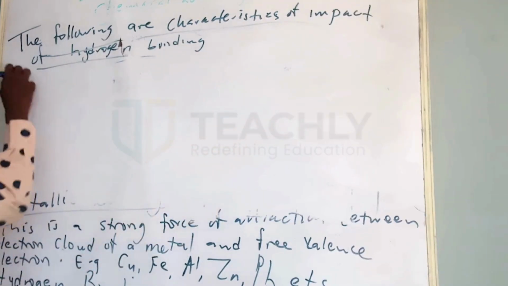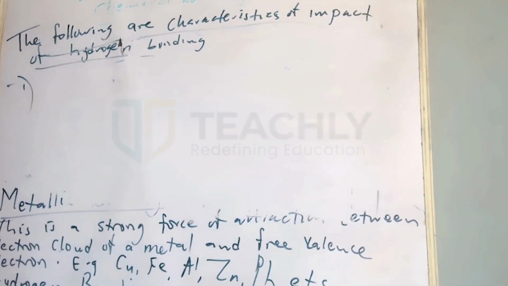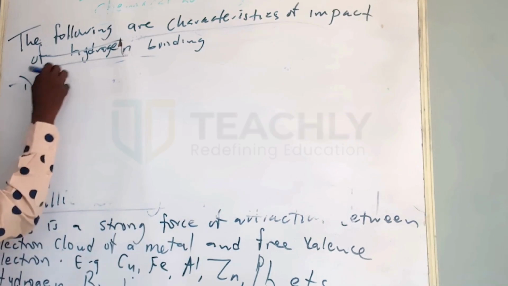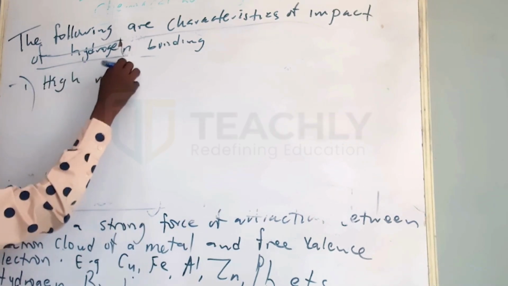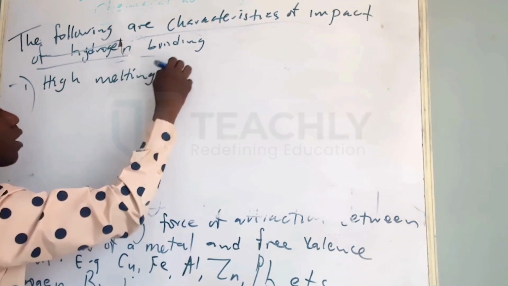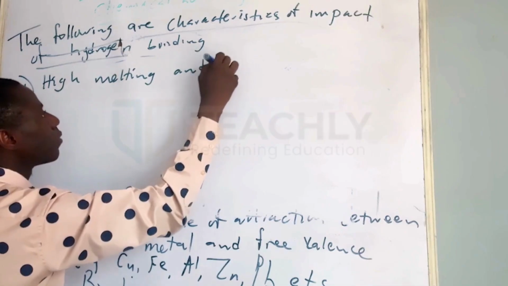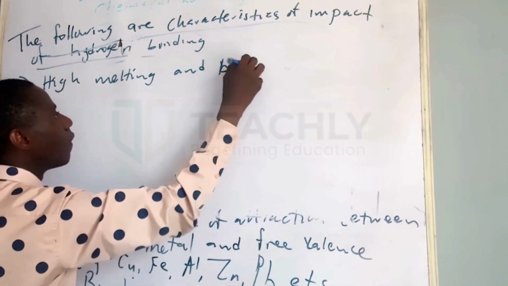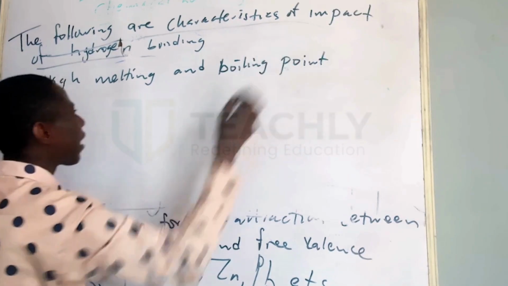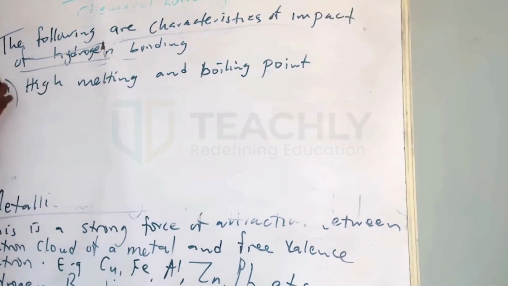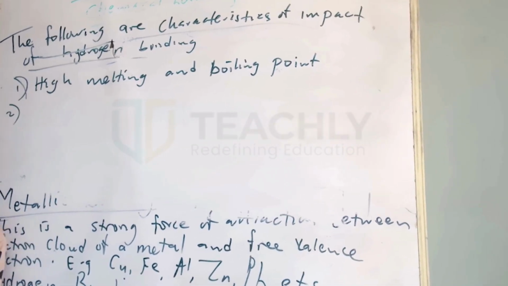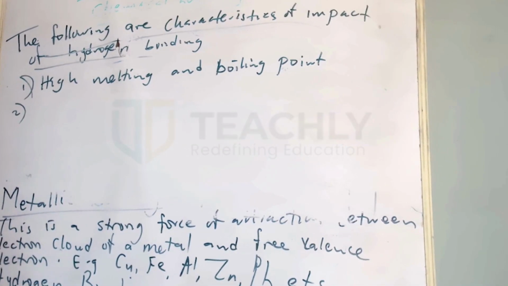One, hydrogen bonding is responsible for high melting and boiling point. So any compound that has hydrogen bond always has high melting point and high boiling point. Another one is high surface tension.